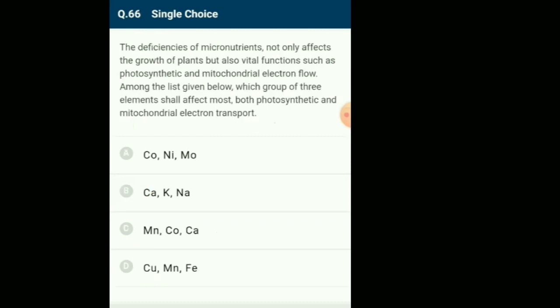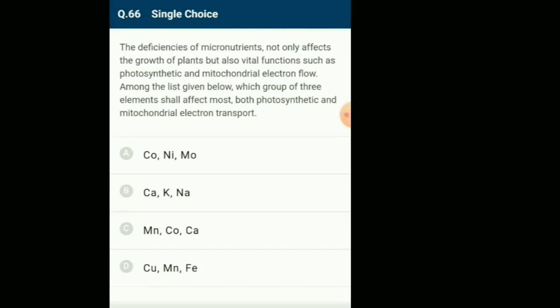Question number 66. The deficiency of micronutrients not only affects the growth of plants but also vital functions such as photosynthetic and mitochondrial electron flow. Among the list given below, which group of 3 elements shall affect most both photosynthetic and mitochondrial electron transport? Iron is mainly available in the ferrous form, and it is absorbed in the ferric form also. It plays a role in the electron transport system in photosynthesis.